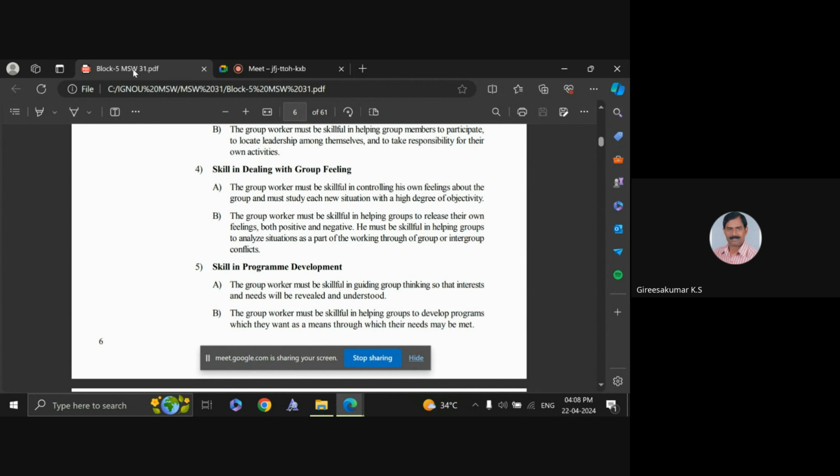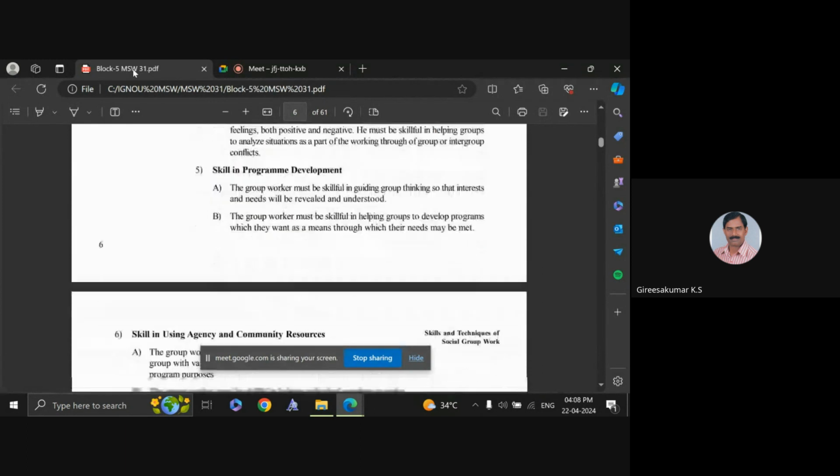The skill in program development. Developing programs, he must have a skill in guiding group thinking so that interests and needs will be revealed and understood. That is, he has to understand their needs and prepare or develop programs. And he must have a skill in that.